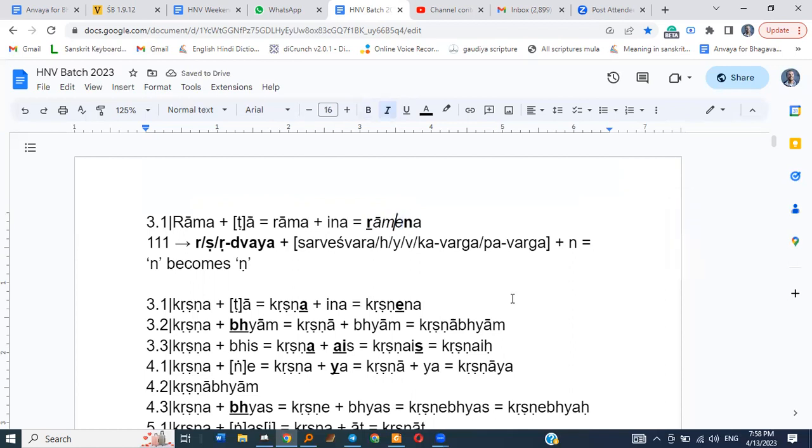So this Na Rama thus changes to Na Rama. So we get Ramena. This sutra is known as the Natva Vidhi, where we change the Na Rama into Na Rama. Natva Vidhi.